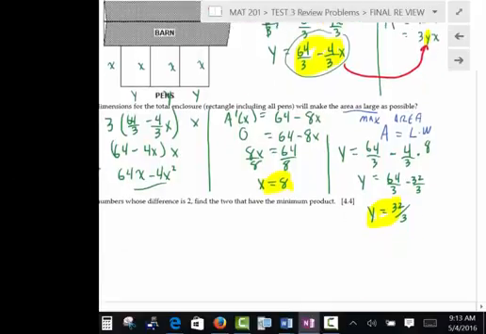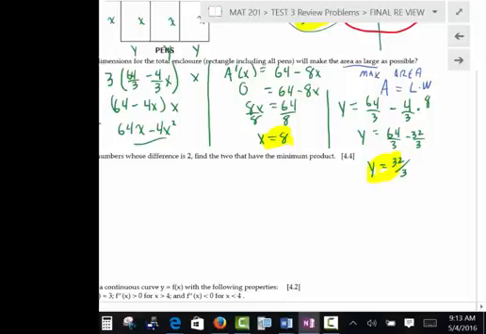I also kind of like this type of optimization problem because it's pretty simple and straightforward. So what this problem says is you have numbers that have a difference of 2. There's an infinite number of numbers that are off by 2, right? You're going to find the ones that have a minimum product. So you're going to have 2 variables. What you're saying is these 2 numbers, when subtracted, equal 2. The difference of 2 numbers is 2.